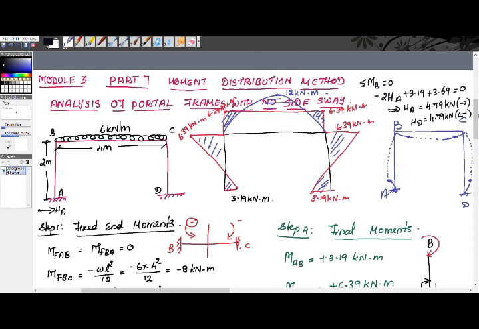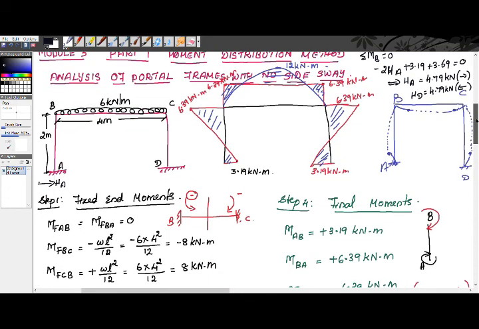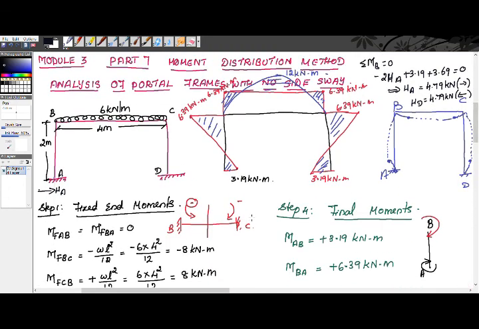So that's all. We have analyzed a single story, single bay portal frame with no side sway. We will see one more problem with a two-story portal frame, how to analyze a two-story portal frame in the next class. Thank you.